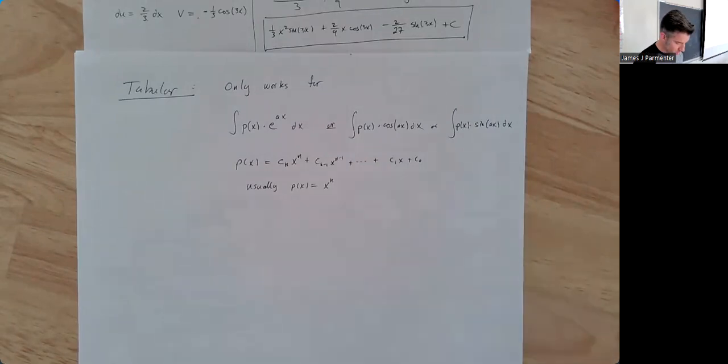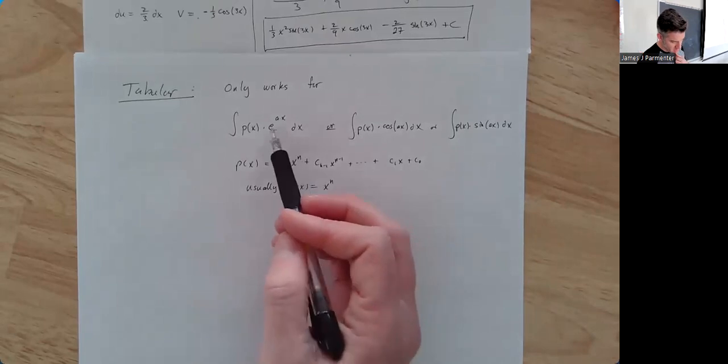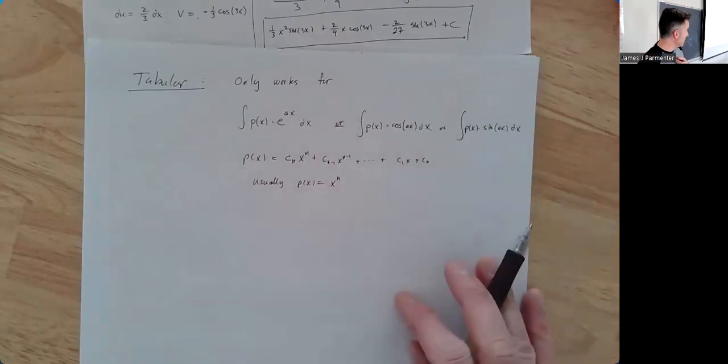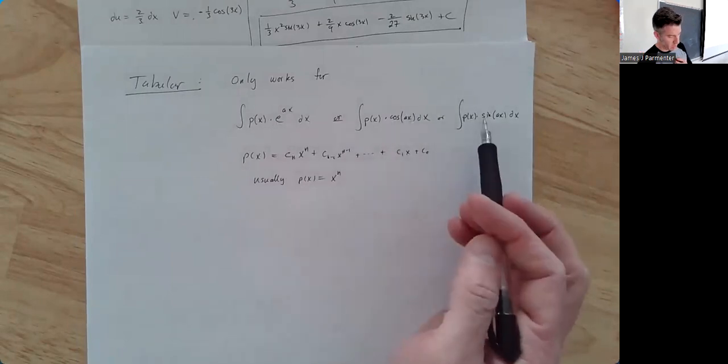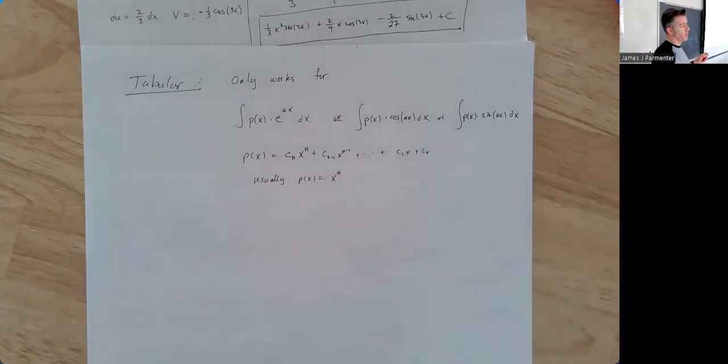The reason we need the other part, the dv part, to be either e to the ax, or cosine of ax, or sine of ax, is because those are really the only three functions whose antiderivatives just kind of cycle. The antiderivative of e to the ax is e to the ax divided by a. The antiderivative of that is e to the ax divided by another factor of a, and you just keep dividing by another factor of a.